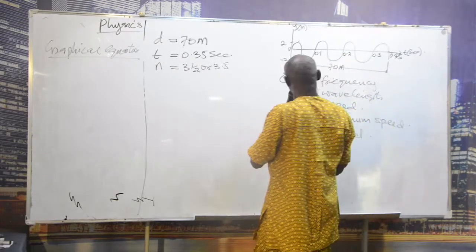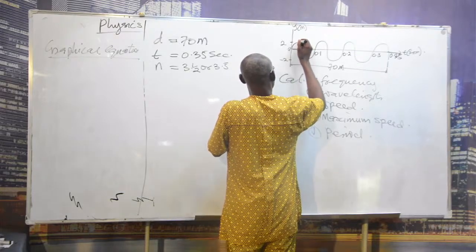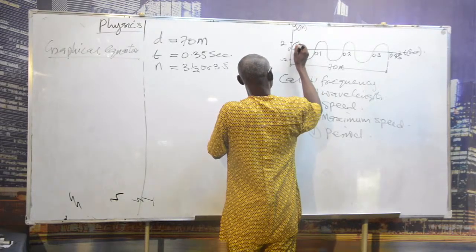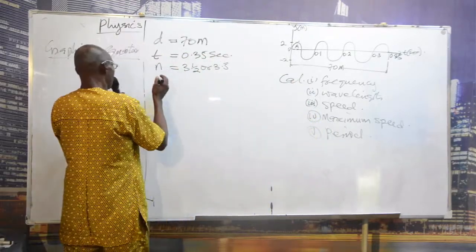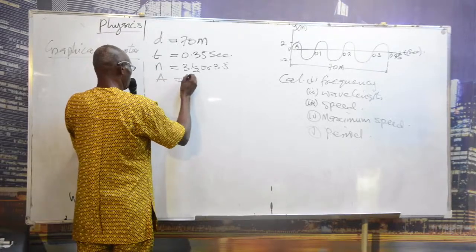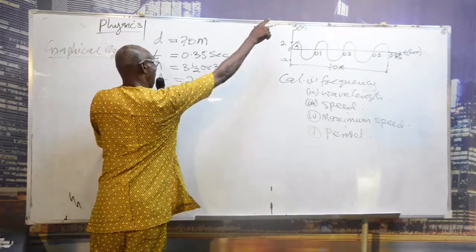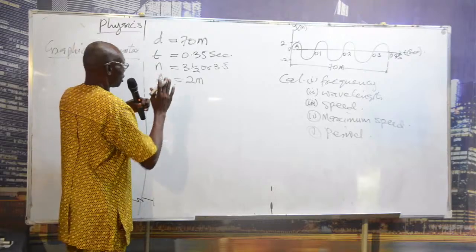What is this particular number at the upper point of the crest? That 2, representing what? Because from the upper point down to the base is called amplitude. So I will come here and write amplitude equals 2 meters, because y is in meters. Now, I can solve.